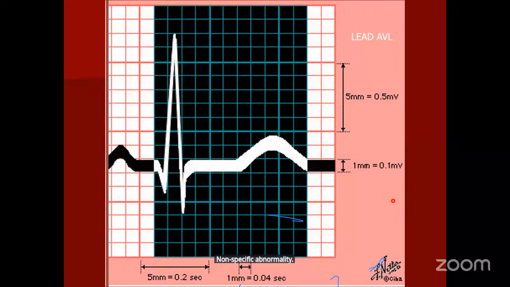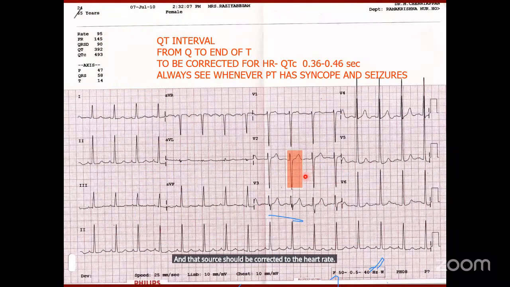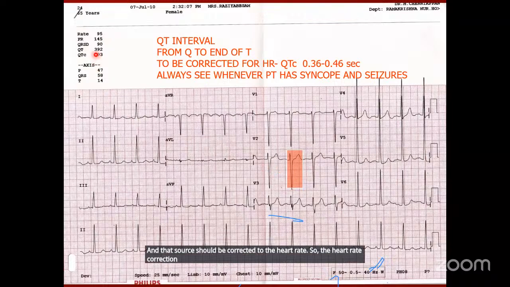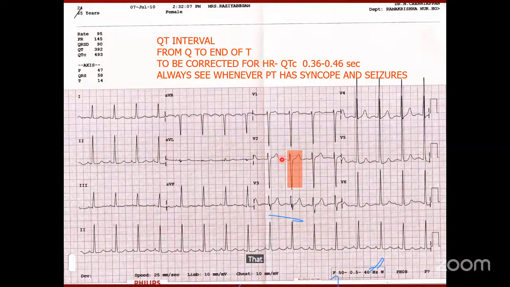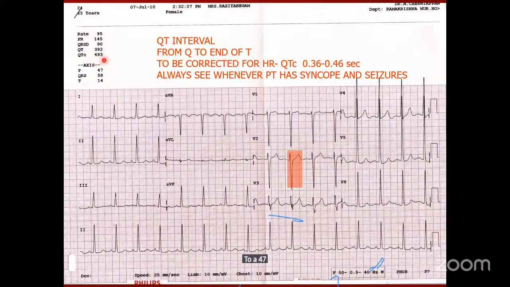So then we have the QT interval, which is starting from the Q wave to the end of the T wave. The QT interval should be seen and also should be corrected to the heart rate. The heart rate correction is also given by your ECG machine. So this is the QTc, the corrected QT interval, by which we mean that the QT is corrected for the prevailing heart rate. The normal QT is between 320 to 470 or 500. It should not be more than 500.